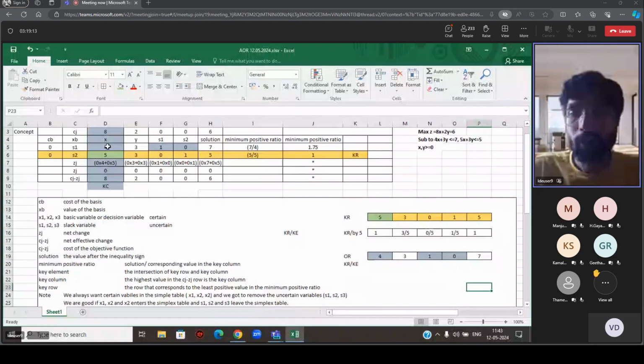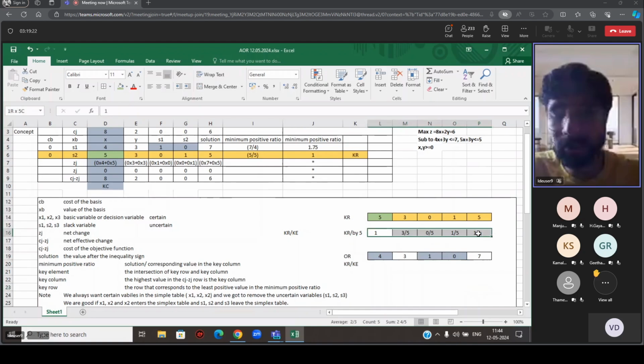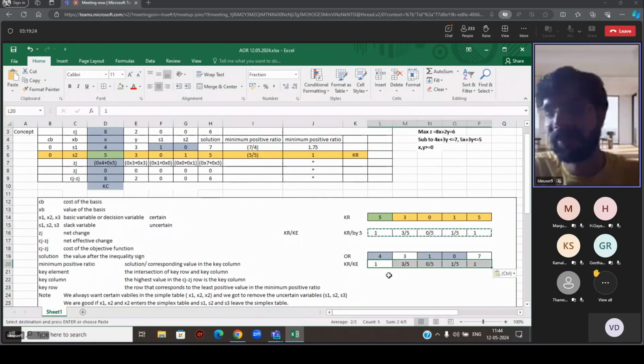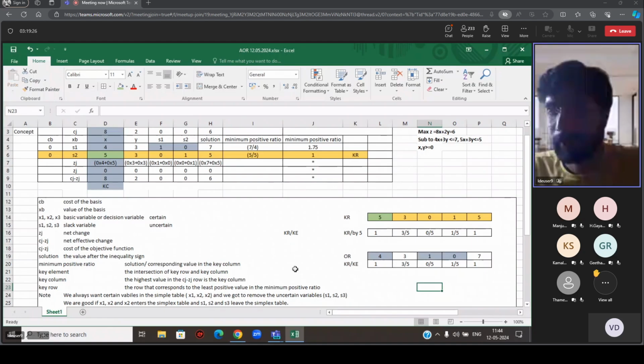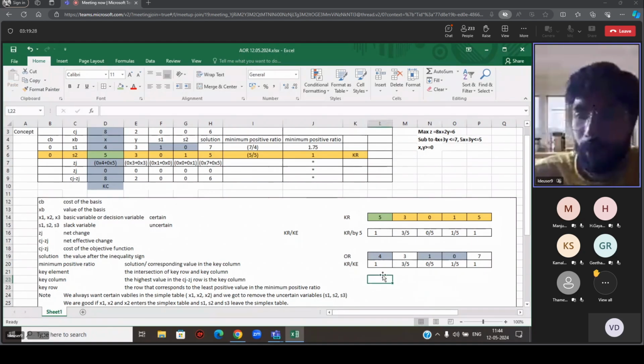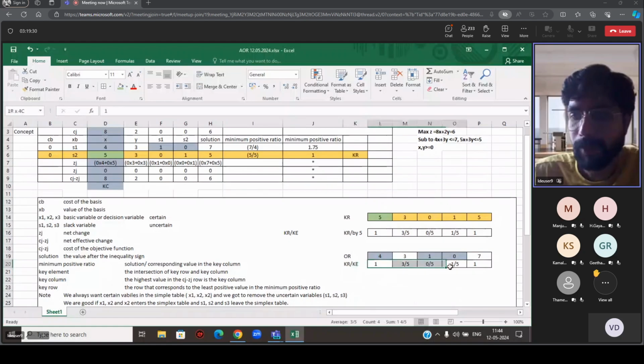So what you need to do, just write the old row, and below that you have to write the key row by key element. So what is the key row by key element? This is the row. So what I'm going to do, I'm just going to paste it there. Are you getting my point? Right. Then what I'm going to do, this is a check.